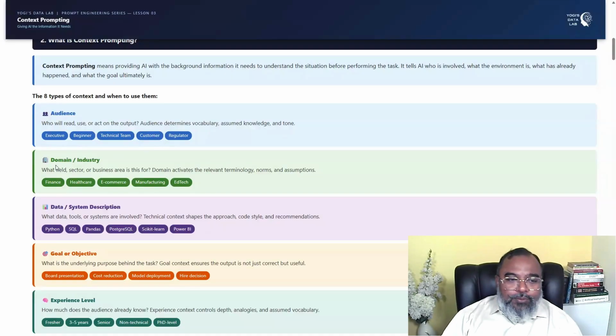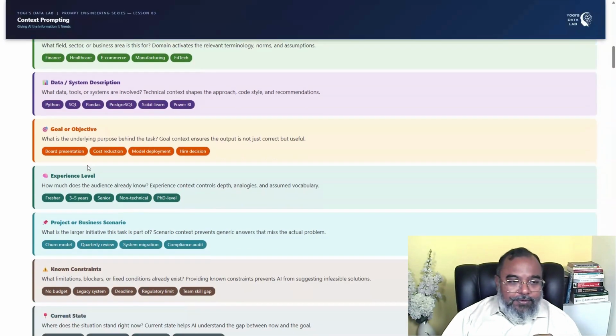The next one is the domain or the industry. So what field, sector, or business area is this for? Domain activates the relevant terminology, norms, and assumptions. Similarly, the third one that you can apply is the data and the system description as to what data, what tools or systems are involved. The technical context shapes the approach, the code style, and the recommendation based on whatever you tell about the data and the system. Then you can go with the goal or objective.